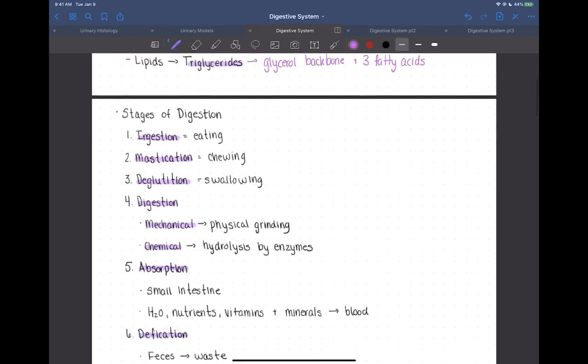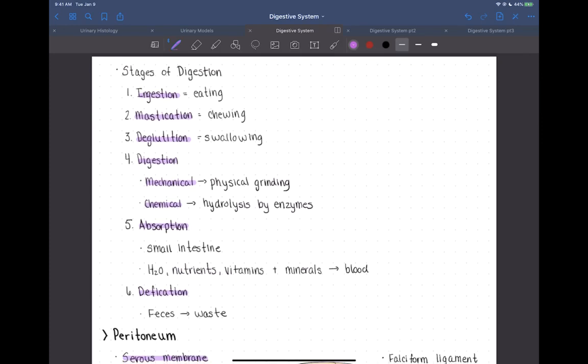All right, so the stages of digestion. So these are kind of the different types of physiological processes involved in the digestive system. Okay, and so the first part of digestion is going to be ingestion. Okay, so this is just eating. All right, obviously this would occur in the mouth and involve the teeth and the salivary glands and the tongue, you chewing your food, right? So once you ingest food, you actually eat it, then you chew it up, and that's going to be mastication.